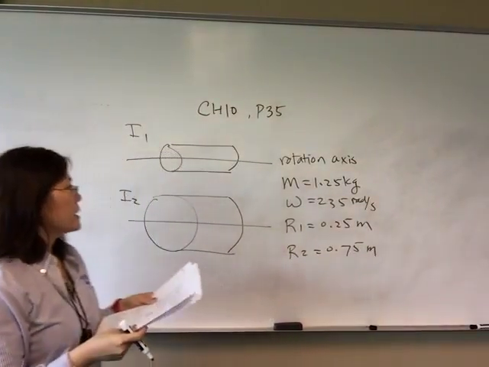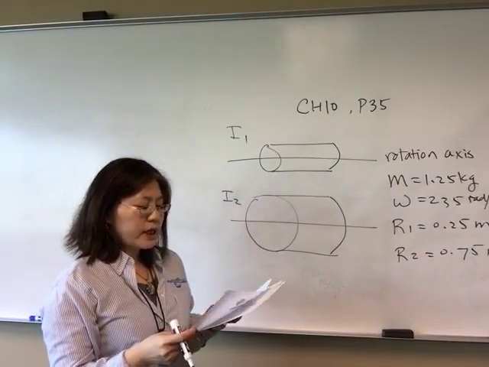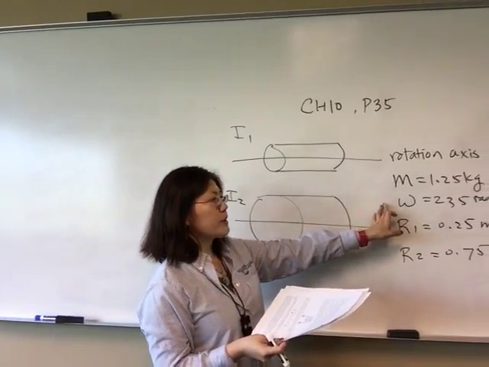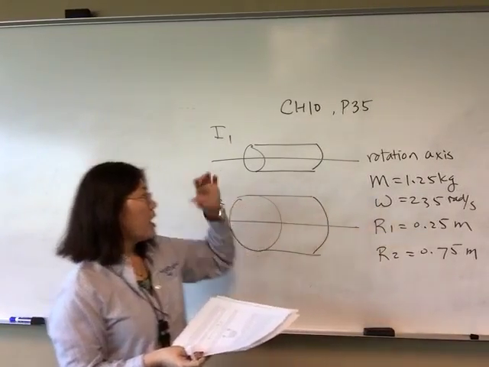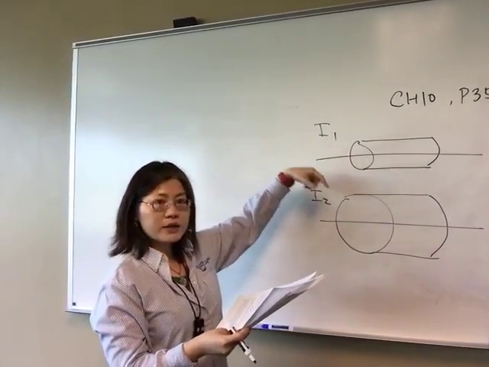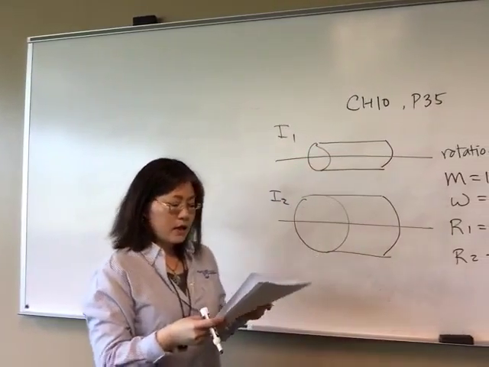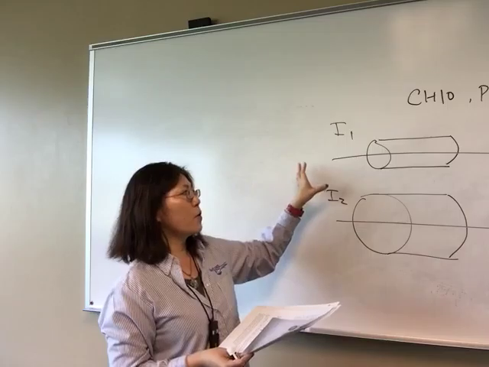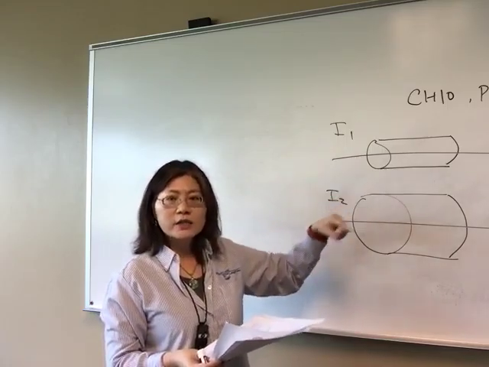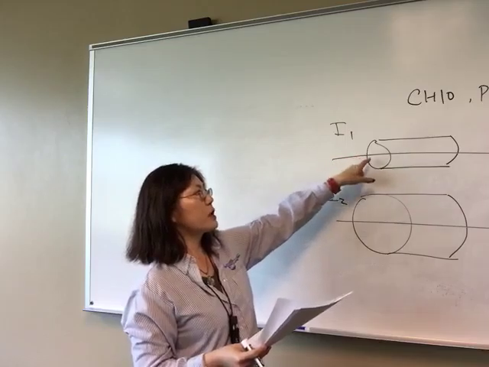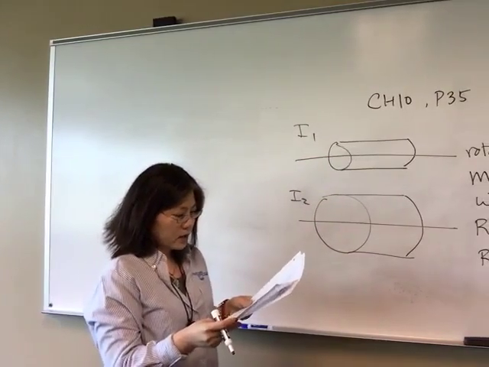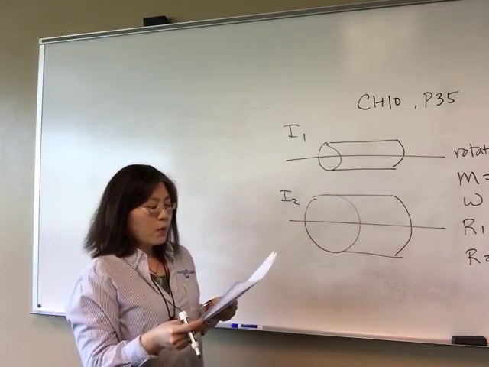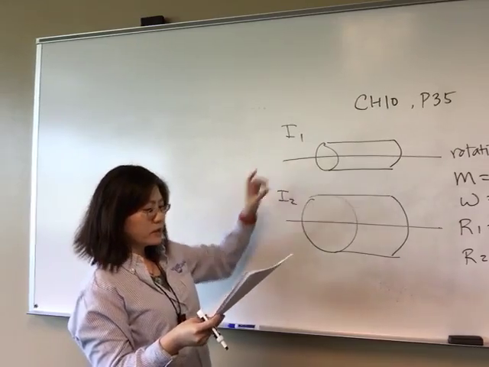Two uniform solid cylinders. So these are solid cylinders, each rotating about its central axis at 235 radians per second. So this is the angular velocity, which is 235. And so it's rotating about its central axis. Now we know that rotational inertia will be different depending on which axis the object is rotating about. So for this one, it's rotating about the axis through the center, longitudinally, and they have the same mass, which is 1.25 kilograms, but they differ in radius.